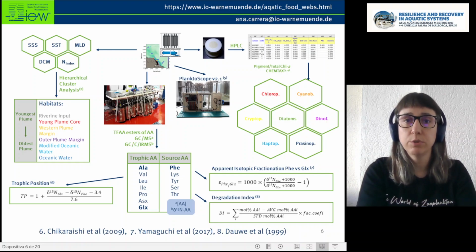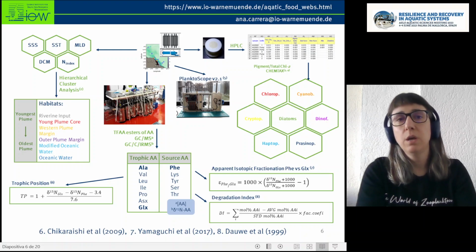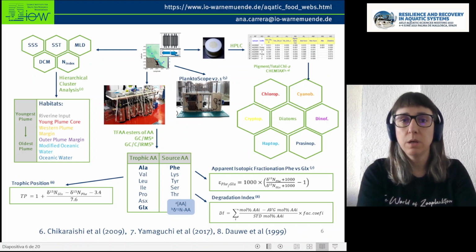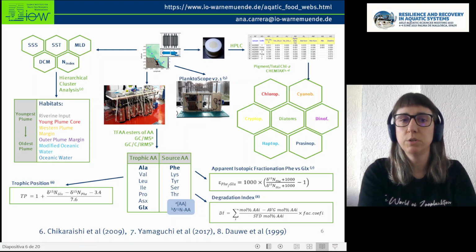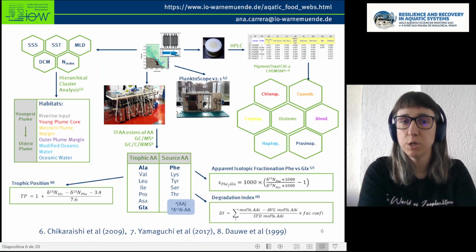Then we also took samples for the analysis of pigments by high performance liquid chromatography. We calculated the pigment to total chlorophyll ratio and applied a chemotaxonomy analysis following the Chemtax recommendations, and we defined these seven major groups that you see there. In selected stations, we also ran samples taken from the clean water supply of the ship into a net for the 10 to 200 microns plankton community, through a planktoscope for taking images.